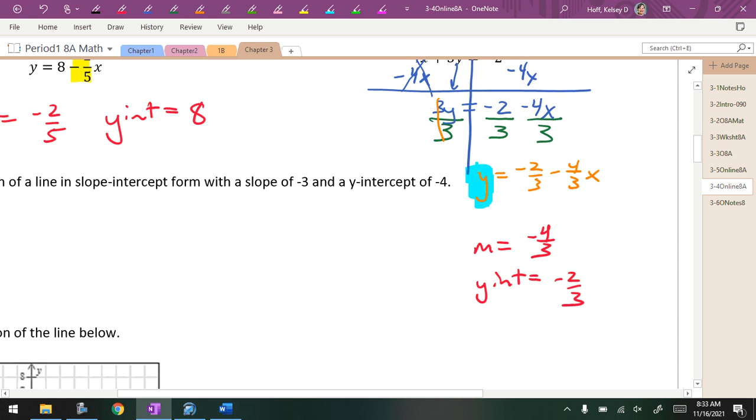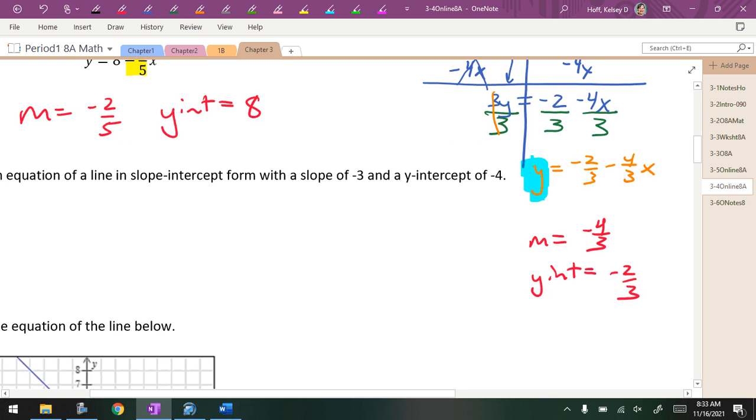So it's really nice if you can just pull it with the y by itself. I promise you, you won't have very many like that one. Okay? Because who's your favorite math teacher? Good answer.